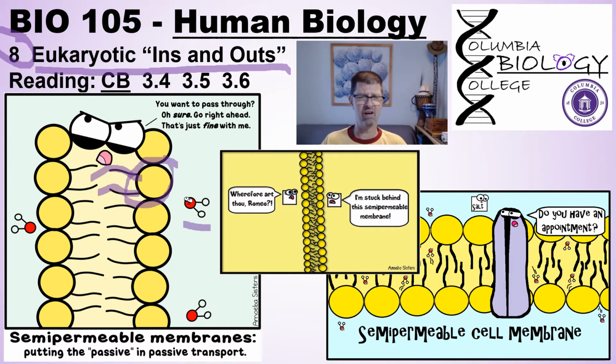So these funnies are just kind of making jokes about that process. One of the things we're going to learn about is called passive transport, which lets things through the membrane, but in a controlled way. So this membrane is being what I would call passive aggressive. It's like saying, so you want to pass through? Oh, sure, go right ahead. That's just fine with me. So it's kind of doing it begrudgingly. That shows that there's some level of control, and that level of control we use to describe what's called a semi-permeable membrane. It's letting some things in and not letting other things in, okay?